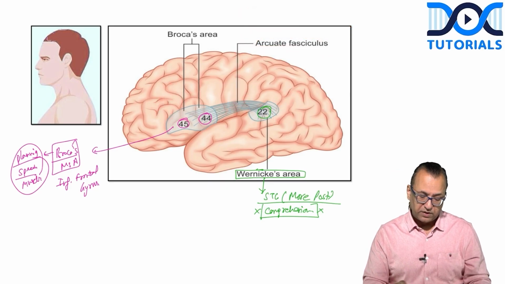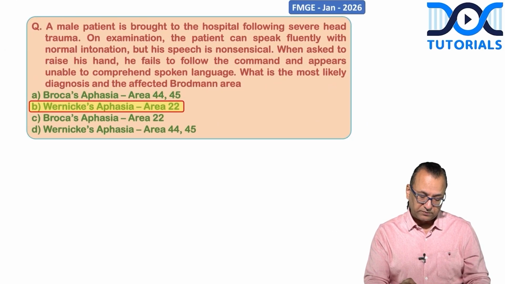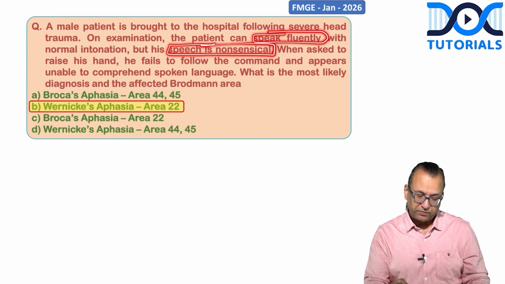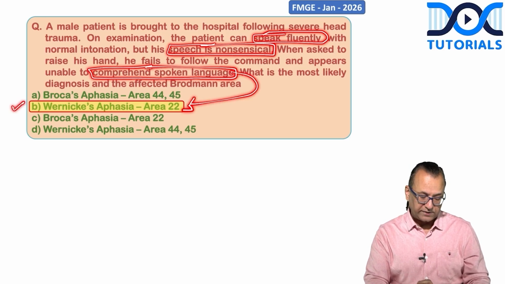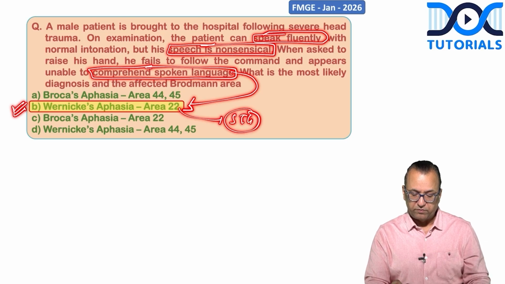That is one of the problems which you will find, but with intact comprehension and fluency of language. But anyhow, this patient, because his speech was nonsensical and he was speaking fluently, there was a problem with comprehension of language, spoken language especially. So Wernicke's aphasia, area number 22, superior temporal gyrus, more posteriorly. That should be our answer, choice number B.